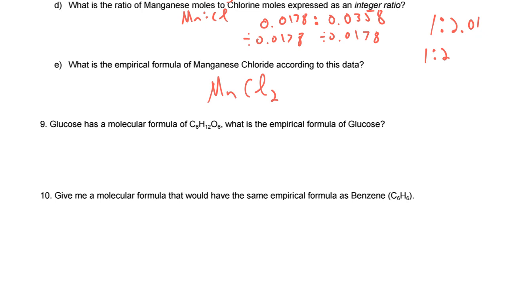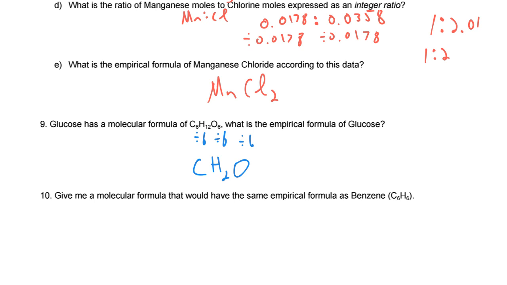Glucose has a molecular formula of C6H12O6. What's the empirical formula? When turning a molecular formula into the empirical formula, you remove any common factor. So I'm going to divide by 6 from all of those coefficients and get just CH2O.